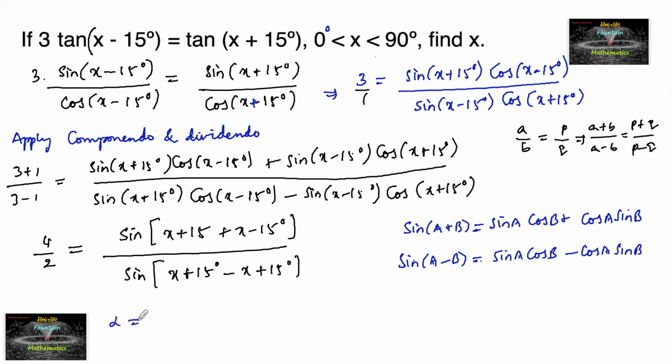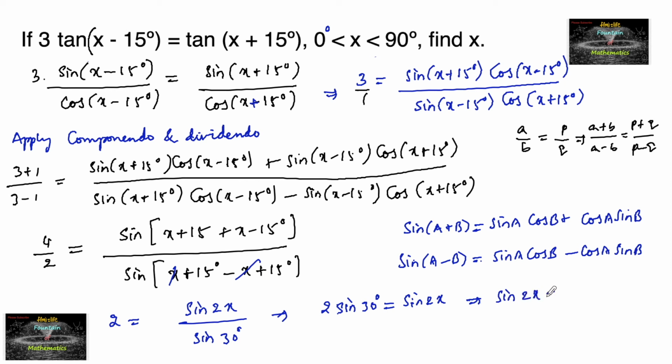So we can write 2 is equal to sin of x plus x, that is 2x, upon, this is x and x get cancelled, sin 30 degrees. So we have 2 into sin 30 is equal to sin 2x. So which implies sin 2x is equal to 2 sin 30, and sin 30 is 1 by 2, so 2 into 1 by 2 is 1.